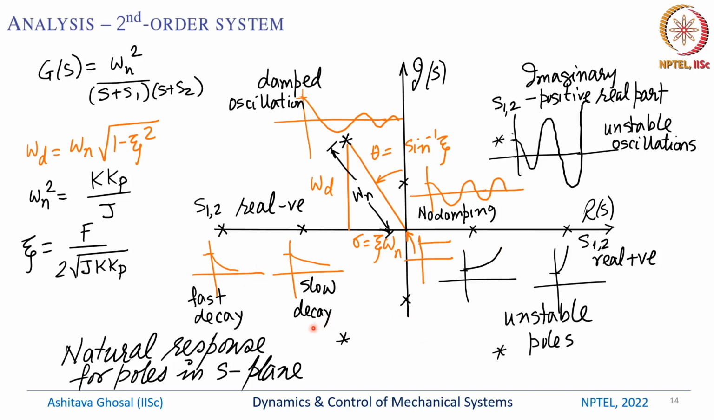So these are also sometimes called the natural response for poles in the S-plane. Whether the poles are on the left-hand side, then it is dying down, either oscillatory or exponentially dying down. If they are in the right half plane, they are increasing, either exponentially increasing if they are on the real axis, or oscillatory and increasing if they are complex conjugates. And if they are on the imaginary axis, then they neither die down nor increase. They just oscillate about the same place.